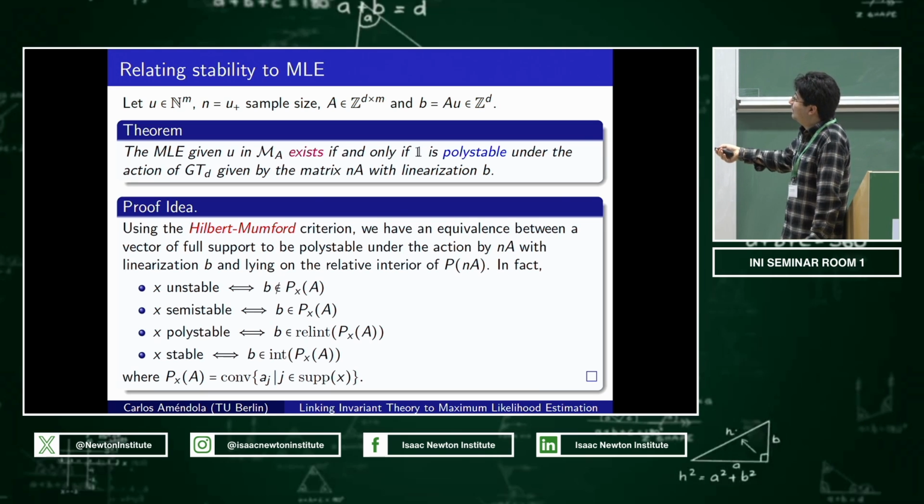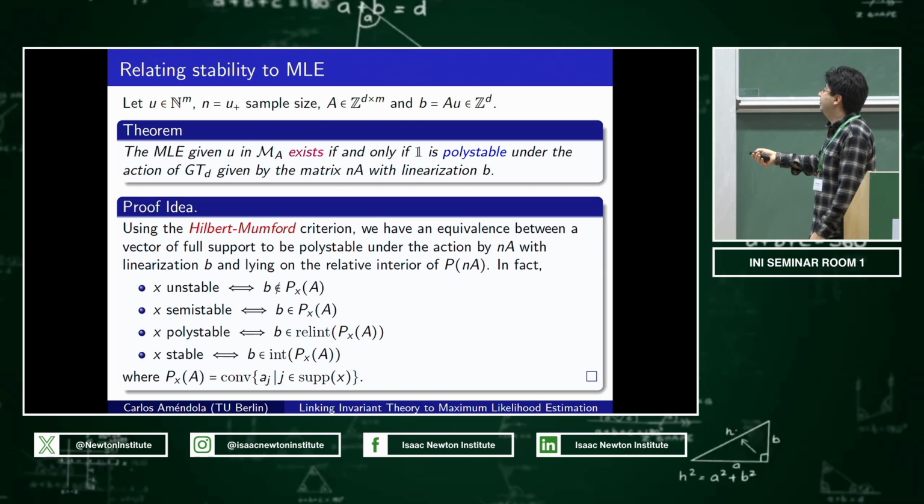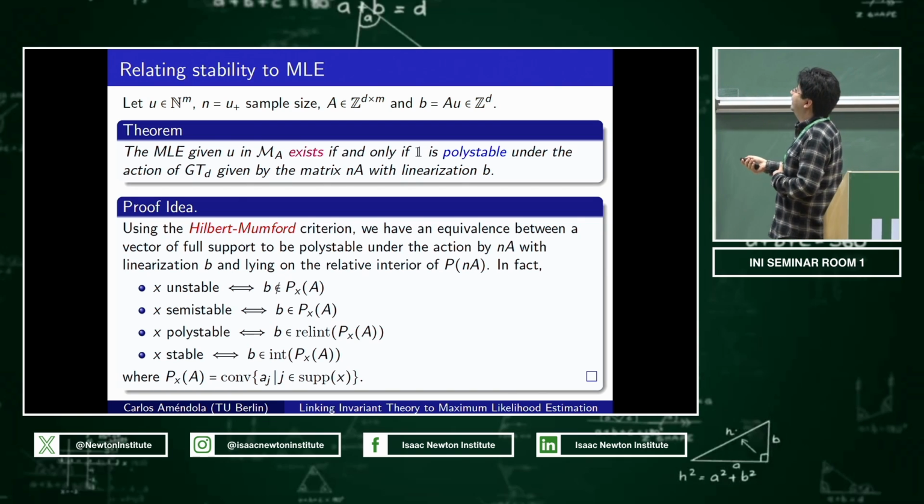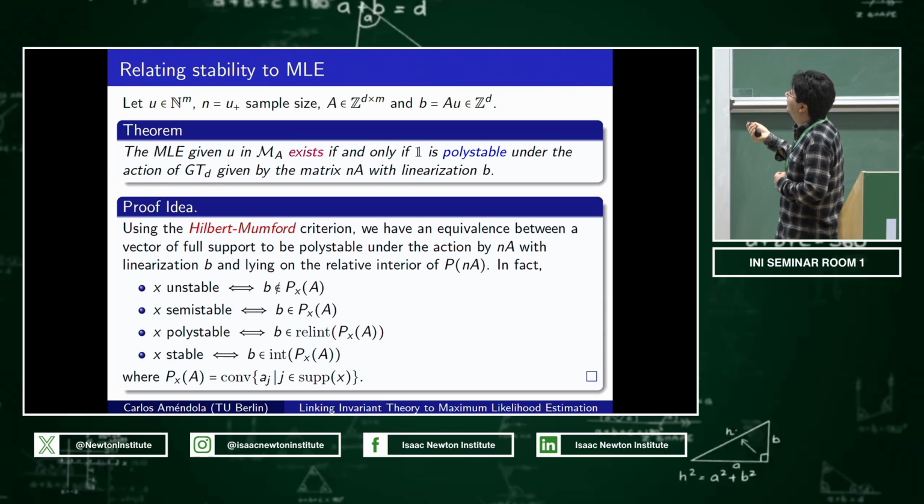But here is where we make the distinction. If you are in the relative interior, then you're polystable. If you are in the actual interior, then you are stable. And so this dictionary is what is behind this, because this vector of all ones is going to have full support. So this is the nice case, and the message will be that stability is going to be good for ML estimation.